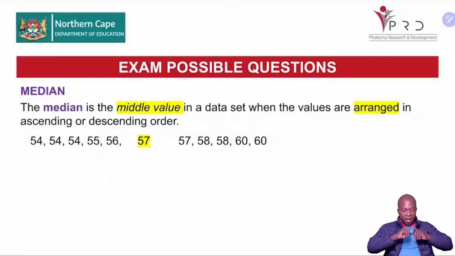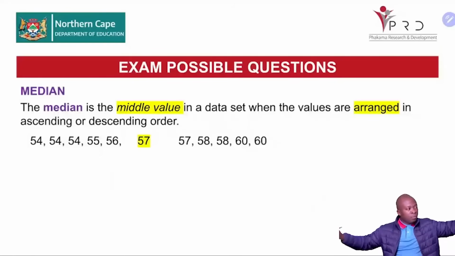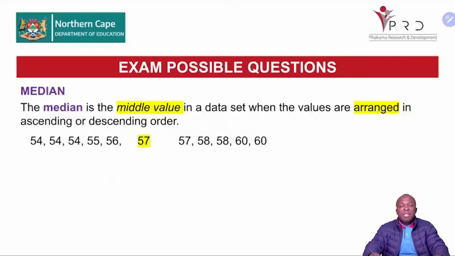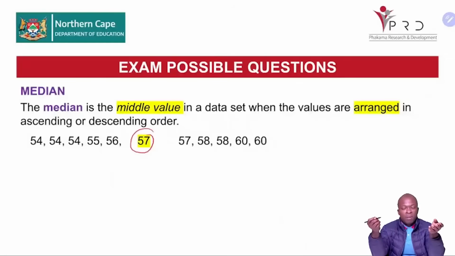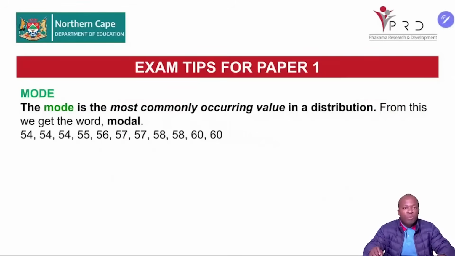Median, first arrange the data set. Usually, I would prefer you arrange from small to big, unless the examiner says in descending order, then you must go from big to small. Are we together? So arrange and look for the middle number. If there are 2 numbers in the middle, add those 2 numbers and divide by 2. Like let's say there are 10 numbers, it's going to be 5 on the left, 5 on the right. So number 5 and number 6 in the middle, add them, divide it by 2. That's how you find median after you have arranged.